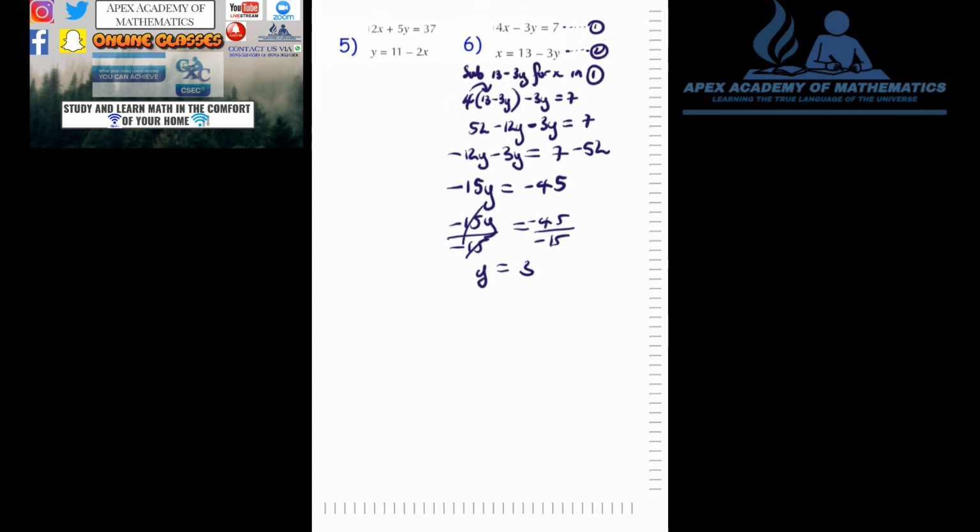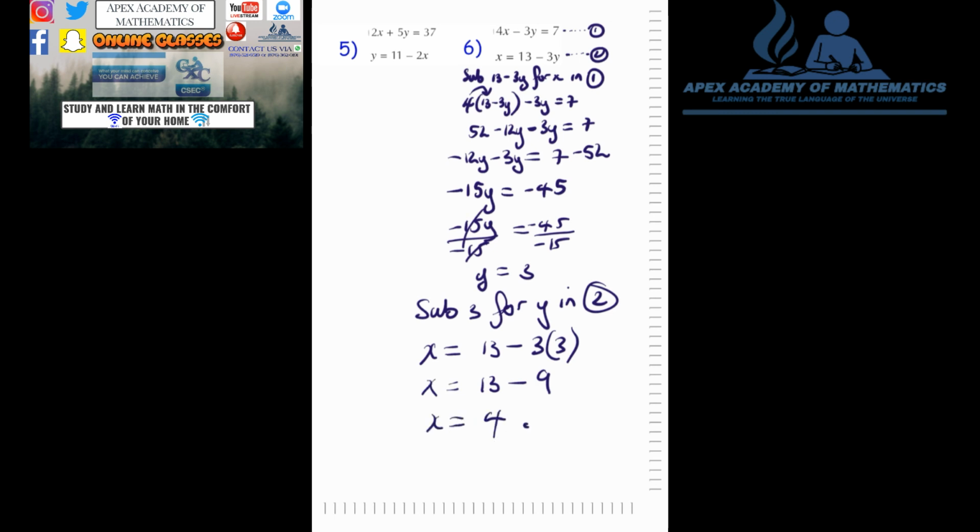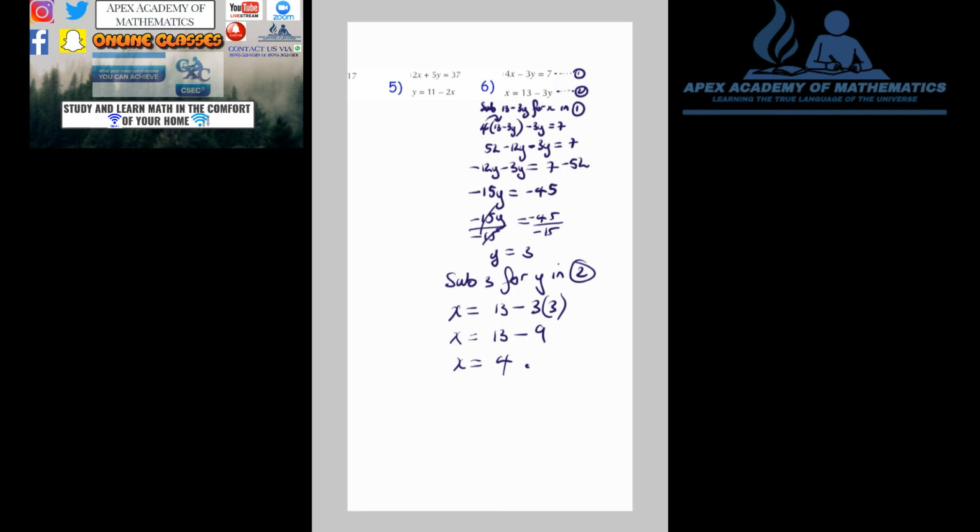So to wrap this up now, remember we don't have a third equation. We're going to say, hey, sub 3 for y in equation 2. Equation 2 had x as the subject, so therefore we have x equal to, of course, easily 13 minus 3 times 3. So 13 minus 9, and so x is equal to 4. Alright, so basically that is how we work questions like that using the substitution method.